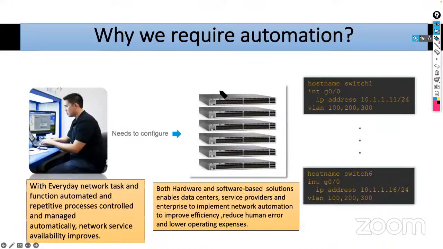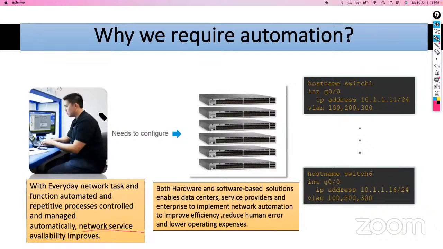Network automation, as it's written over here, is for network service availability. Whatever availability, or the support we are giving to our clients, it is going to improve. How? Well, I'll tell you that. Let's consider any network engineer. We are all working 24/7, right?